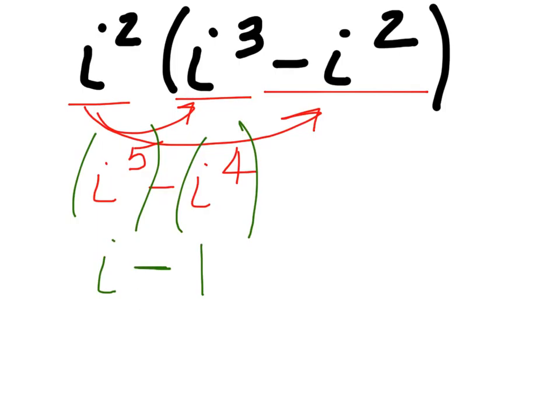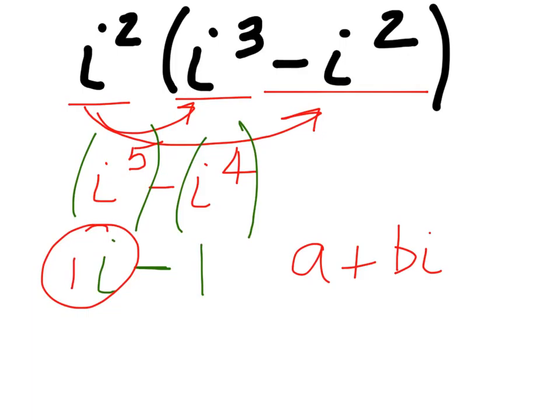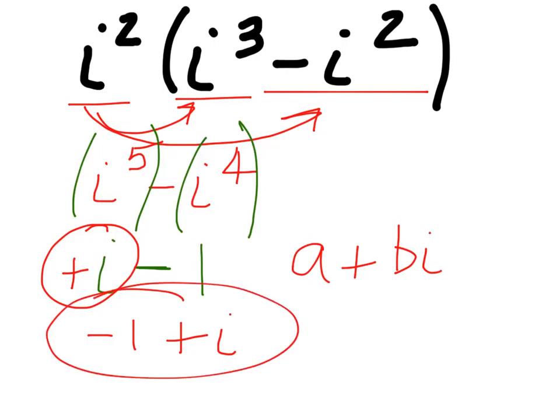But this isn't the right form. We have to have it in the form a plus bi. So your imaginary term and the sign in front of it. What's the sign in front of i? Not 1, the sign. Plus, right. So it's plus i, so that goes second. And what goes in front? Negative 1. Yeah, so this is the right form there.